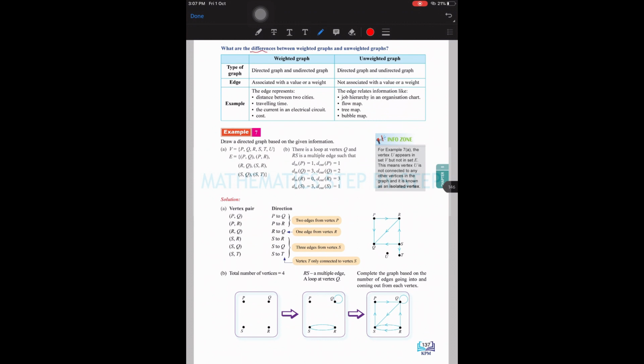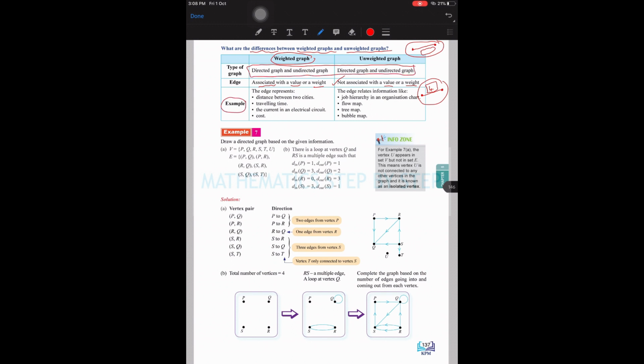So now what is the difference between a weighted graph and an unweighted graph? Later on we will look at examples. Okay, I'll show you a simple one. This is the first graph, this is the second graph. This is a weighted graph, this is an unweighted graph, because we can see there's no weight here, but there is weight here. Not associated with a value or a weight. So a weighted graph is associated with a value or a weight. Both could be a directed graph or an undirected graph.